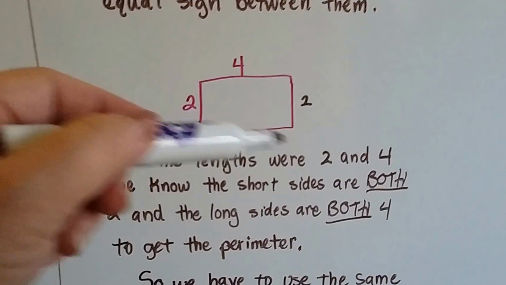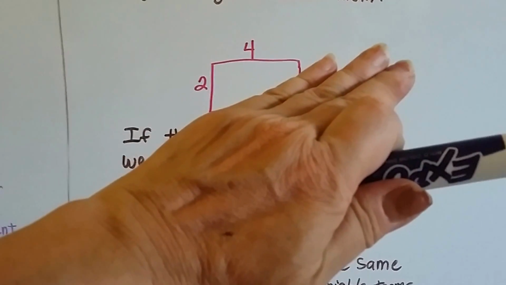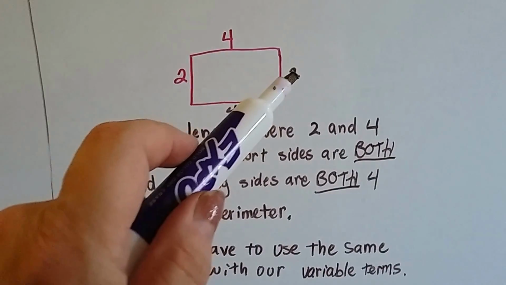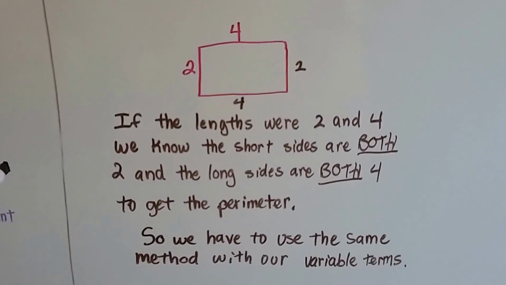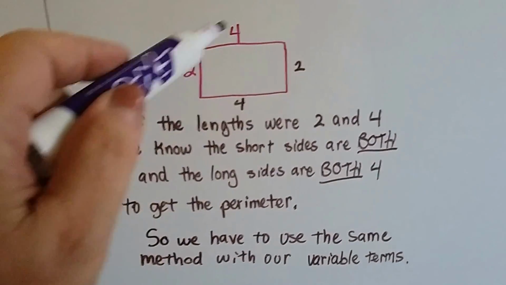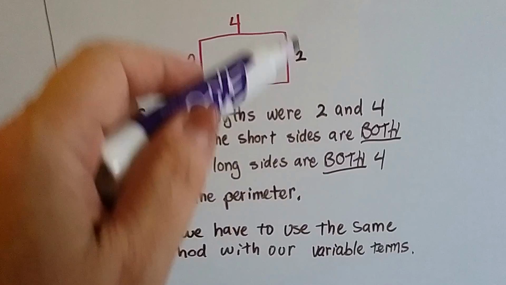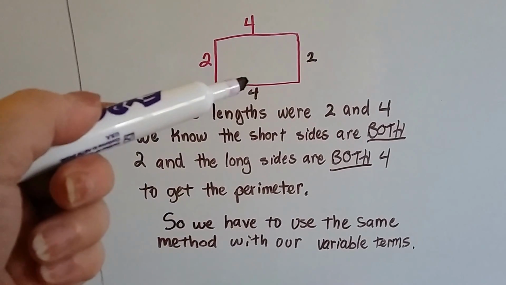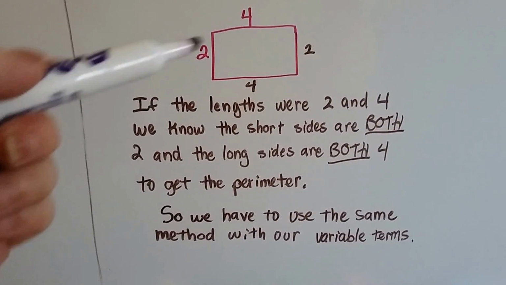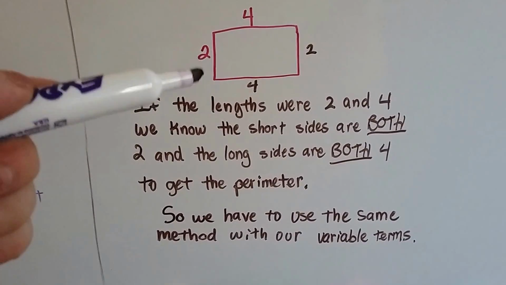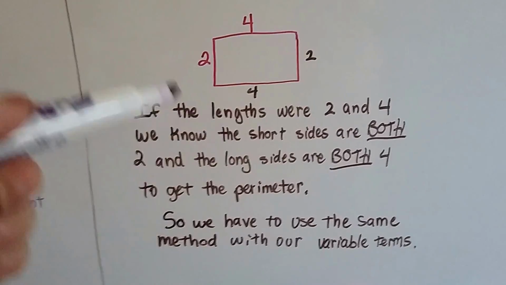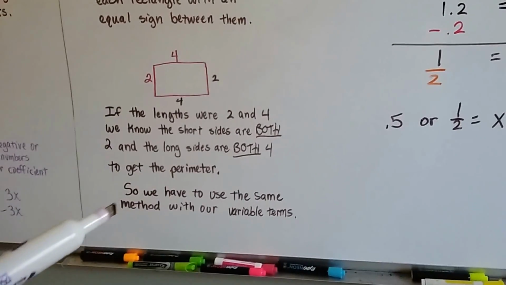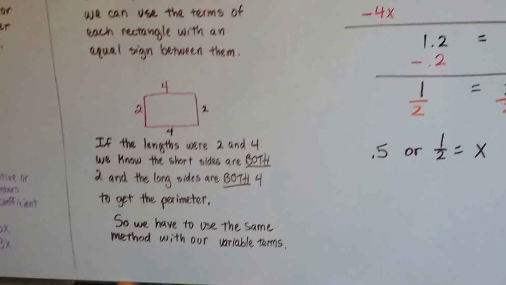If it told us to find the perimeter of this rectangle and it only told us that the top was 4 and the side was 2, we know that means this side is a 4 and this side is a 2. And it's like a fence going around a house. So we would just add up the distance going around, see? If the lengths were 2 and 4, we know these short sides are 2 and the long sides are 4. To get the perimeter, all we have to do is add them up. 4 plus 4 is 8, 9, 10, 11, 12. The perimeter is a 12. We add it up going all the way around like a fence. So if that's how you find a perimeter, we just do the same method with our variables.